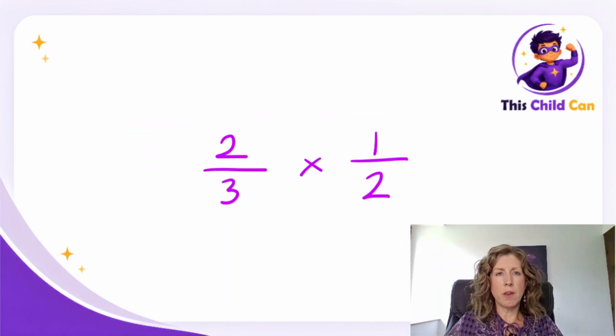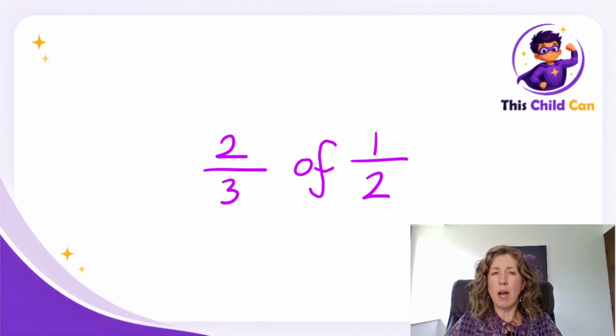Here we have 2/3 times a half. Now we can read this as 2/3 of 1/2. And that little word "of" is really important because in maths, "of" usually means multiply. So instead of starting with the rule, I would say to the child, when we multiply these fractions, we are actually finding 2/3 of 1/2. So we're finding a part of a part, and let's show that.